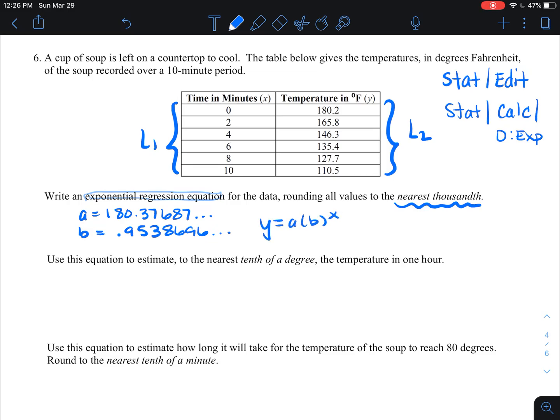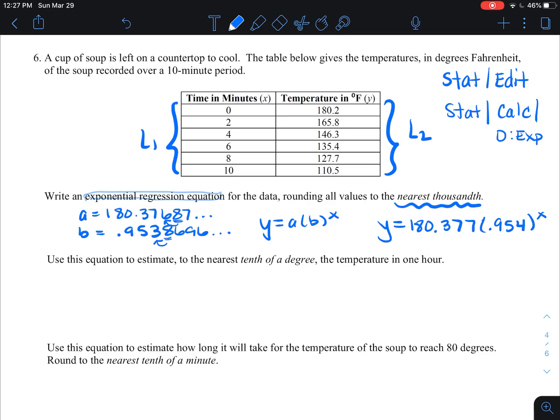So again, they told me how this equation should look. So now I just need to round appropriately. So 180 nearest thousandth means 3 decimal places. So I'm going to round that 6 up to a 7 because of the 8. And then times 0.954. Again, I'm rounding up the 3 because of the 8. And then I just have to remember to raise that to the x power. So that is the answer to the first part of this question. We wrote the exponential regression equation and we rounded appropriately.